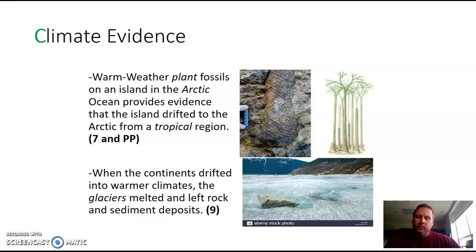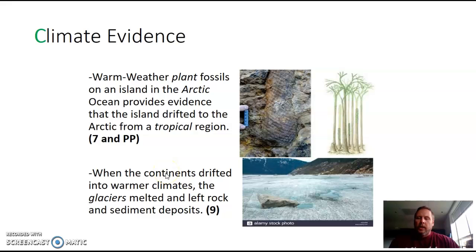And last but not least, we're going to kind of be redundant here, but the climate also helped us. So what he found was some warm weather plant fossils here, okay? More plant fossils, same one. And they were found on an island in the Arctic Ocean. Now I don't need you to know the name of the island, but I do need you to know it was in the Arctic Ocean because the Arctic Ocean is freezing. The Arctic is very cold. So if we found a warm weather plant in the Arctic, then that means that must have drifted to the Arctic from a tropical region, showing that climates were different, yet the fossil and plants were the same. This plant couldn't exist in a cold place, so how did it end up there?